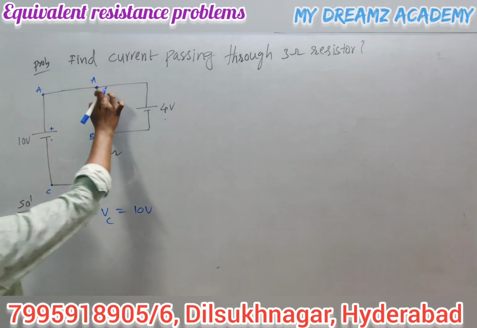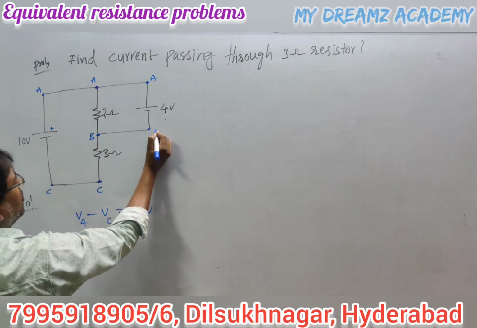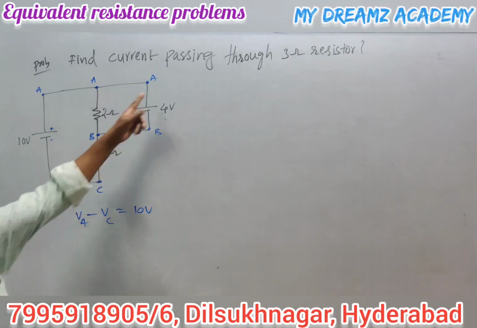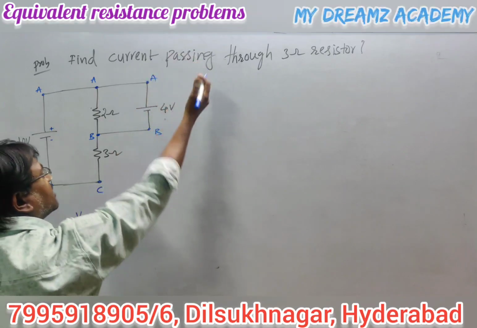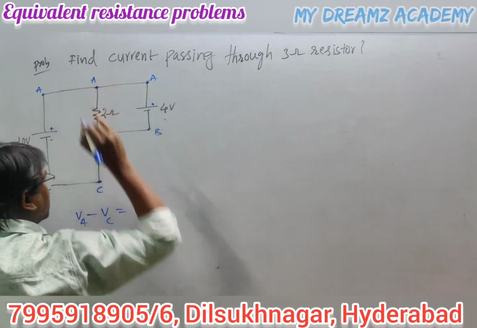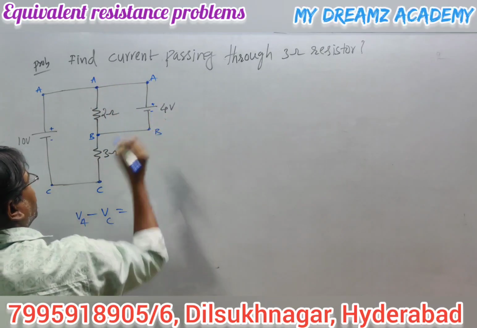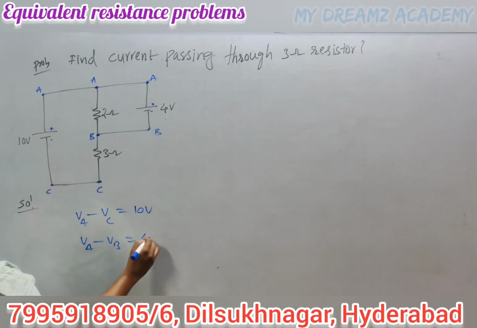Now this is A, and this is also A. This is B, and this is also B. What is the potential difference between A and B? That is 4 volts. Now which one is positive? This is the positive terminal. A is positive, so VA is positive, and B is negative, so VB is negative. So we can write VA minus VB equals 4 volts.